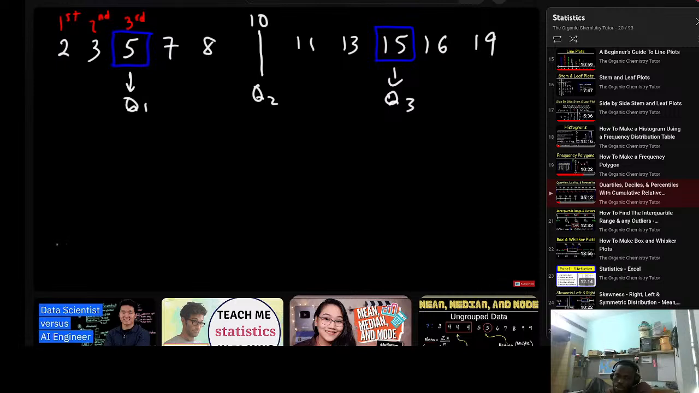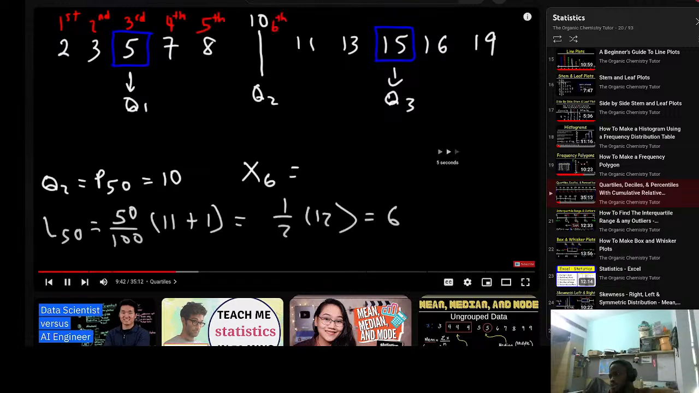Let's calculate the second quartile. So the second quartile is basically the 50th percentile, which we know to be 10. So let's determine the location of the 50th percentile. So it's k divided by 100, or 50 divided by 100. And so that is the second quartile.